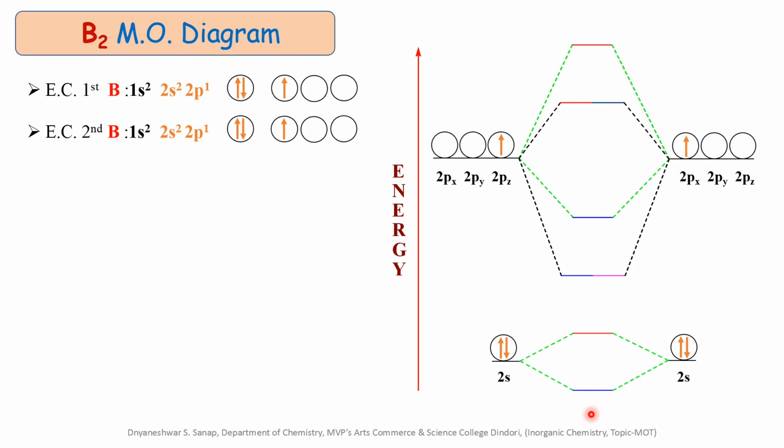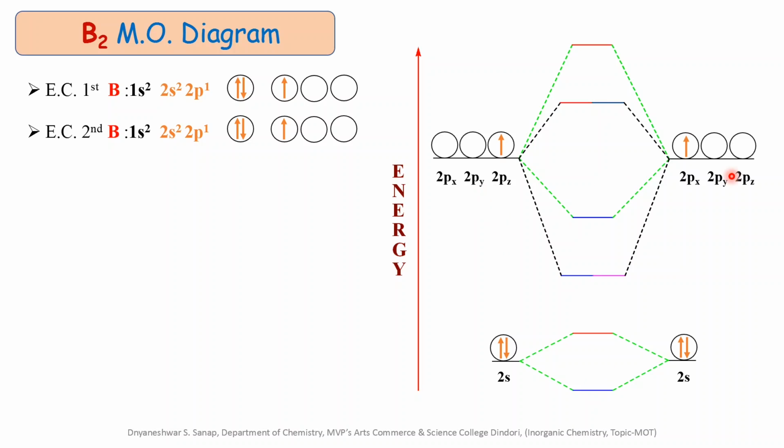The number of molecular orbitals produced is equal to the number of atomic orbitals participating in the formation of molecular orbitals, according to the linear combination of atomic orbitals principle. When the 2s atomic orbitals of both atoms combine together, they produce 2 molecular orbitals. Out of these 2 molecular orbitals, one is a bonding molecular orbital which is lower in energy and one is an antibonding molecular orbital which is higher in energy with respect to the 2s atomic orbitals of both boron atoms.